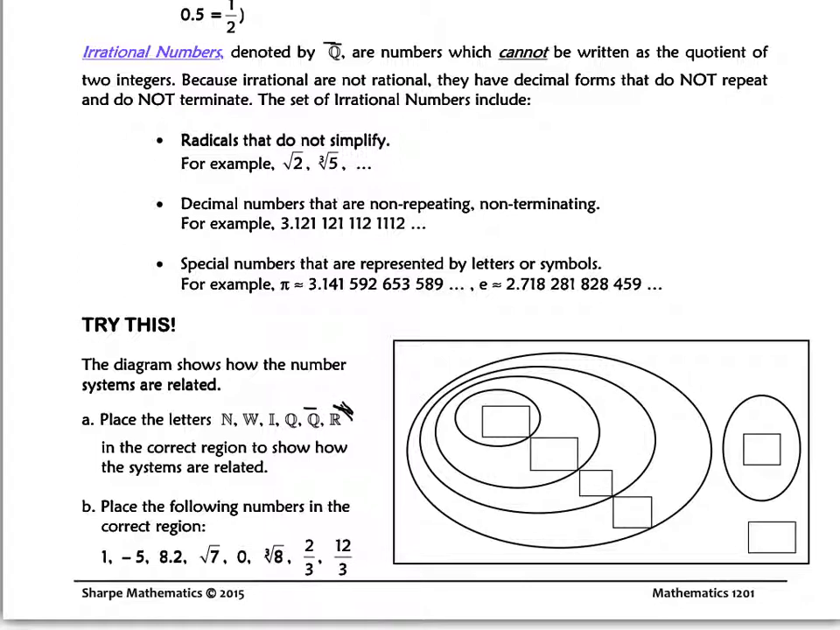The first thing we have to do is figure out where each of those symbols go to represent the number systems as they fit together. Basically the whole set of numbers is made up of rationals and irrationals. So that box would be the set of real numbers. And then your irrational numbers would be this smaller circle here, kind of off by itself, with the Q with a line over it.